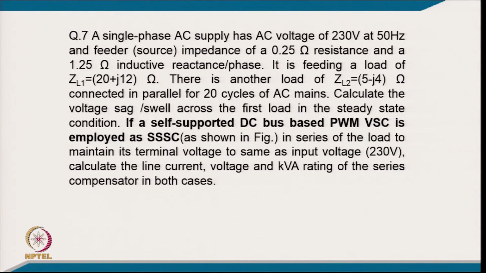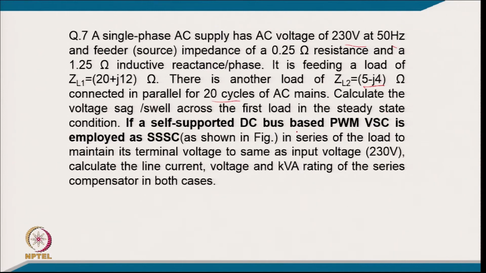So, coming to another example number 7, a single phase AC supply has AC voltage of 230 volt 50 hertz and a feeder impedance of 0.25 ohm resistance and 1.25 ohm inductive reactance. It is feeding a load of ZL1 equal to 20 + j12 ohm, and there is another load ZL2 of 5 - j4 ohm connected in parallel for 20 cycles of AC mains. Calculate the voltage sag or swell across the first load in the steady state condition.